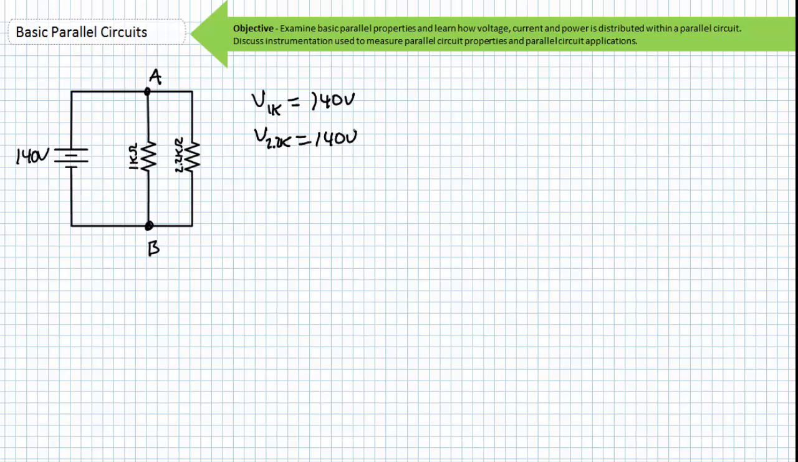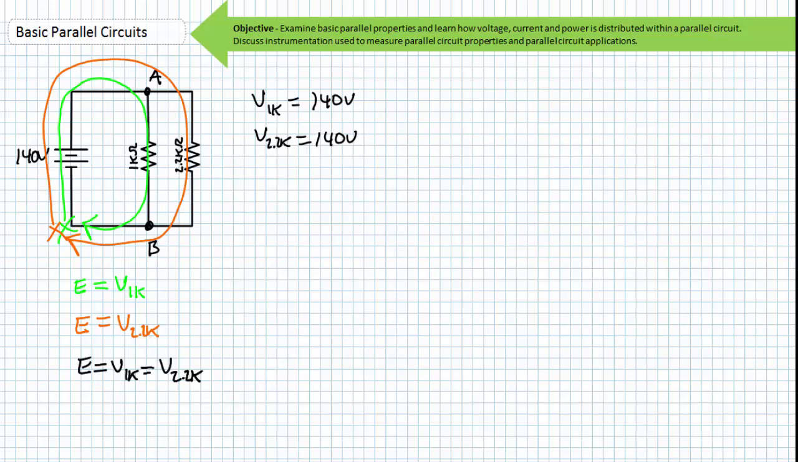If you want further proof of this, we can use Kirchhoff's voltage law to demonstrate that the sum of rises equals the sum of drops for any loop in this relationship. Start here. Travel in this direction. Rise E, fall V1K. Start here. Travel in this direction. Rise E, fall V2.2K. It can be said that our Kirchhoff's voltage law equation yields E equals voltage across the 1 kilo ohm resistor, which equals the voltage across the 2.2 kilo ohm resistor.